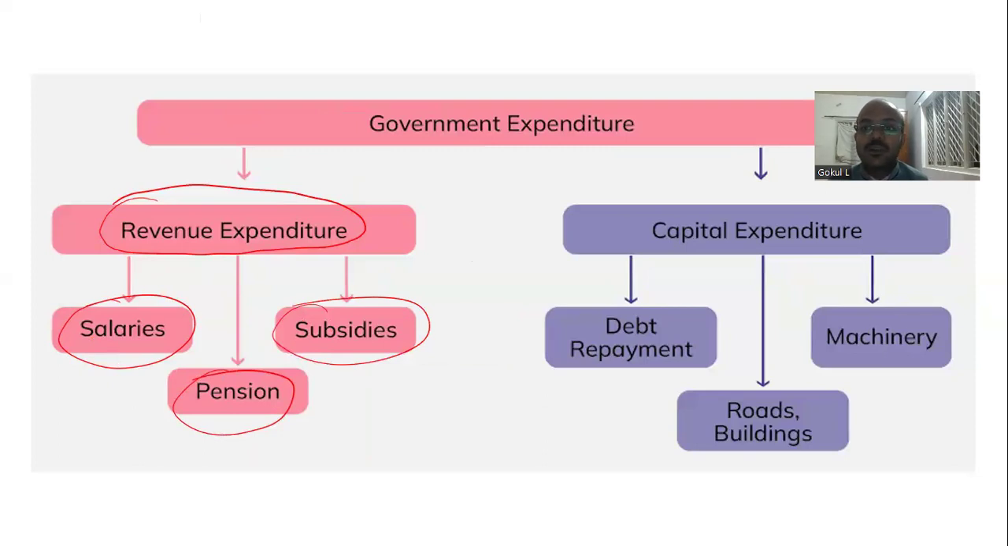The government is spending out. Next, capital expenditure. Example, debt repayment. You have taken certain loans and you are paying them back. That is capital expenditure. You're building roads and infrastructure, you're purchasing certain machineries. All these things are examples of capital expenditure.